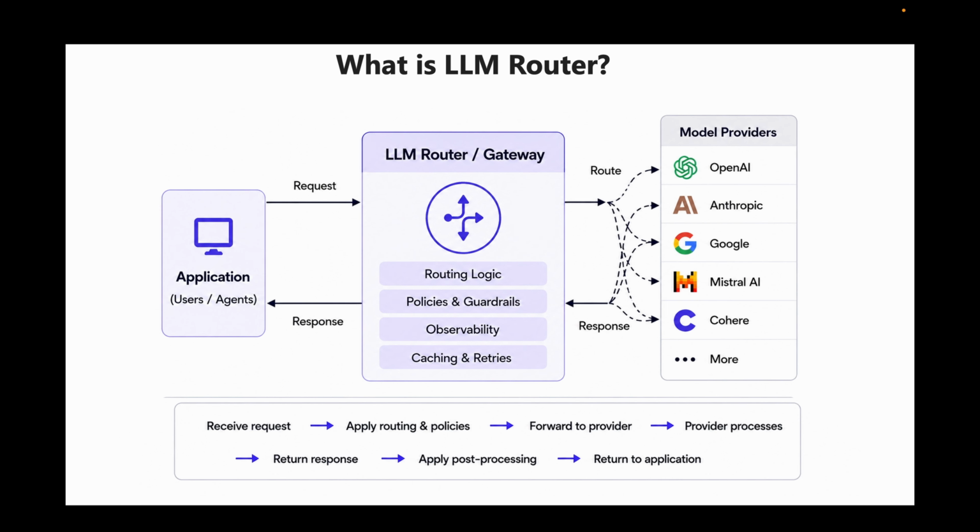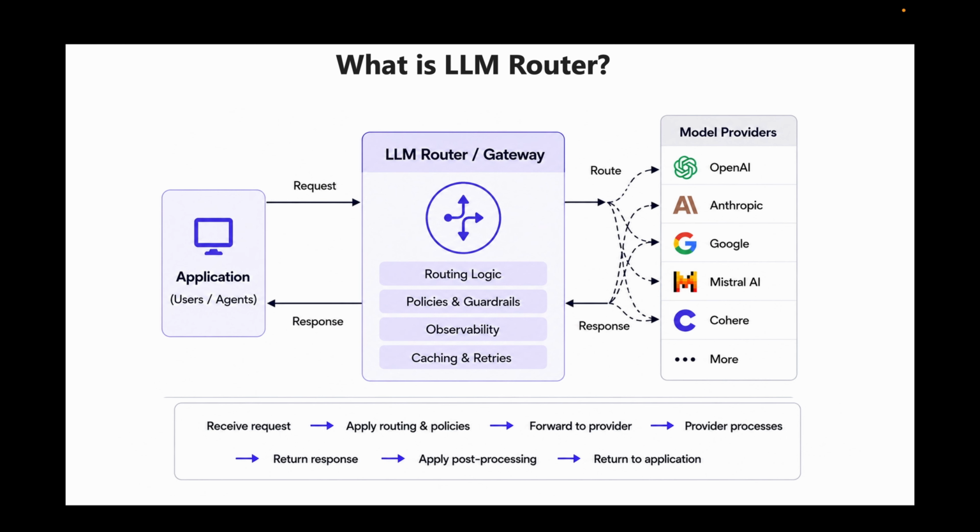An LLM Router sits between an application and model providers. Applications no longer need to know whether the request goes to OpenAI, Anthropic, Google, or any other provider. They simply talk to the router. The router evaluates the request and determines which model best meets the requirements based on factors such as cost, quality expectations, your latency targets, user policies, and provider's health or availability.